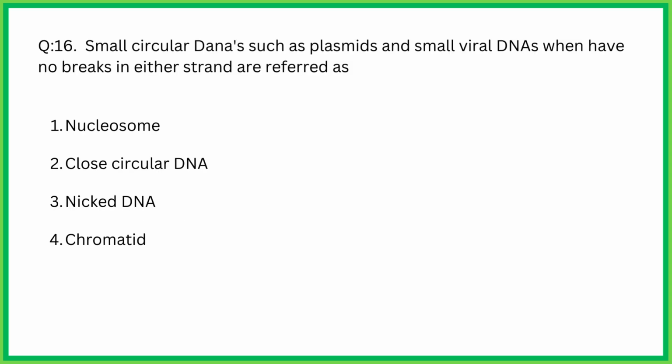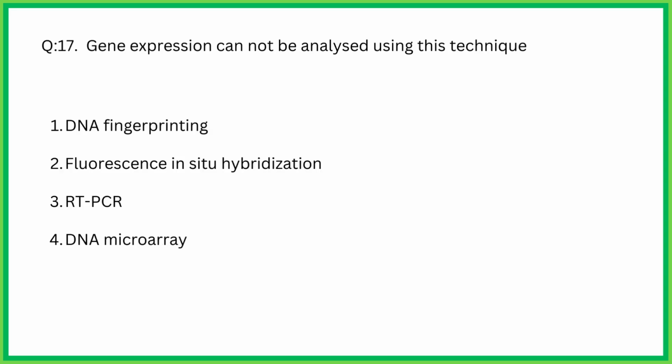Small circular DNAs such as plasmids and small viral DNAs, when they have no breaks in either strand, are referred to as: option 1, nucleosome; option 2, closed circular DNA; option 3, nicked DNA; option 4, chromatid. So the correct answer for this question is option 2, closed circular DNA, as in a plasmid or small viral DNA. Okay. Question number 17.